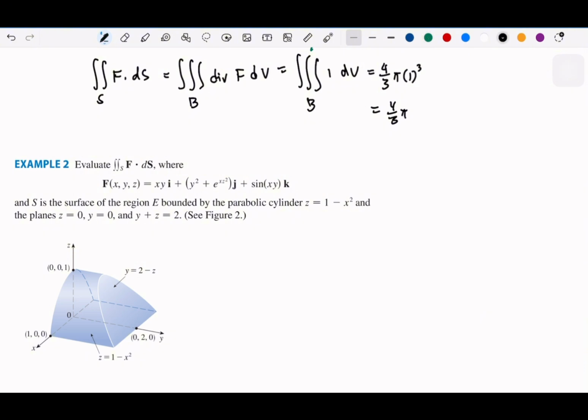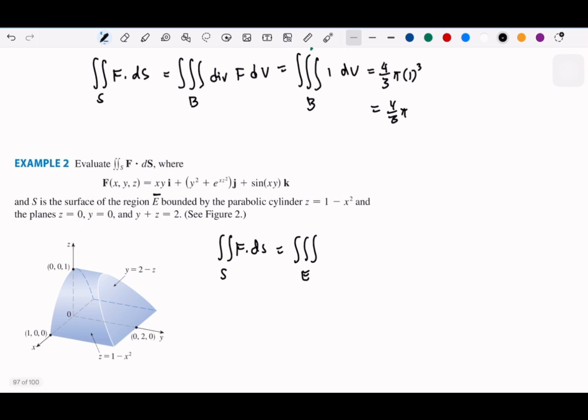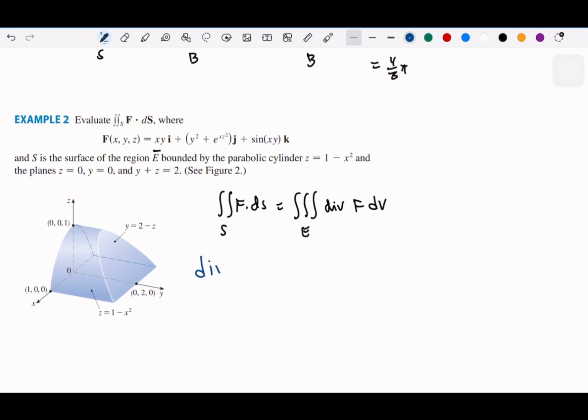As usual, we need to evaluate the surface integral of F dot dS. We connect this with the divergence theorem, which says this will be the triple integral over E, because it's given here, the boundary, of the divergence of F dV. So the first thing we can do is take the divergence of F, taking the partial derivative for each axis and the dot product. The result of the divergence of F will be a scalar, not a vector.